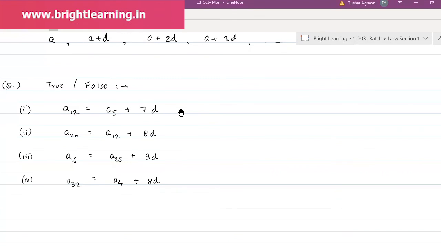Tell me the method by which you concluded the first two questions. Sir, the value that you have taken, A5, I substituted, sir. A plus 4d. Okay. Plus 7d is there, no, sir. 7 plus 4, 11. A plus 11d is A12. Okay. That way you did. Okay, Dhananjay, that approach is not wrong, but it's an unnecessarily long approach.